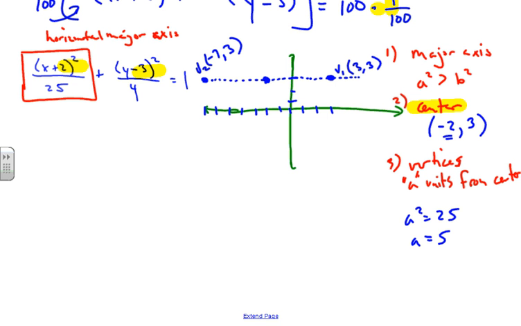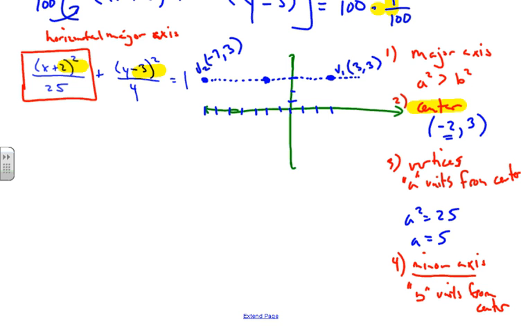Now, to finish this up, we want to find our b value, our minor axis, to graph it. So to finish our graph, we're going to find our minor axis. Okay? And our minor axis is b units from center.